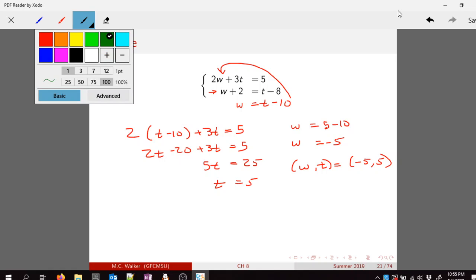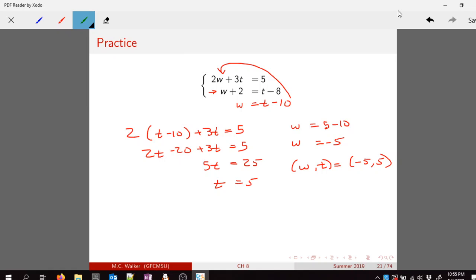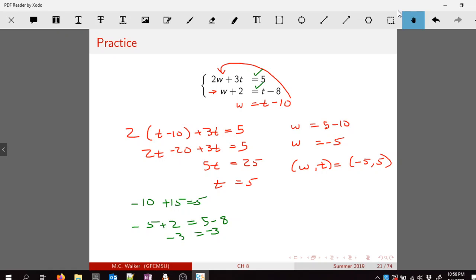Well, let's check this. -10 plus 15 is 5. Yep, that checks out. -5 plus 2 is equal to 5 minus 8. -3 is -3. Yep, that checks out. Cool, we got it.